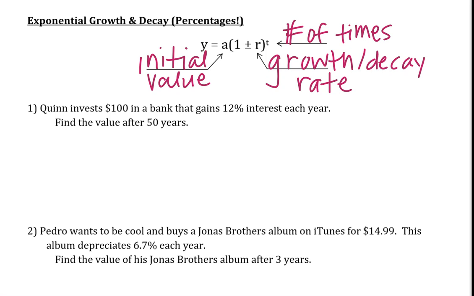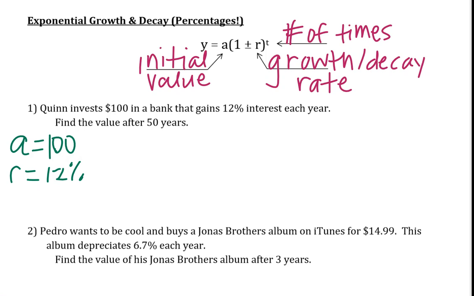He is starting with $100. So my A value is 100. Then I need my R value. I said that my R value is my percentage, which is 12%. But we need to change that into a decimal.